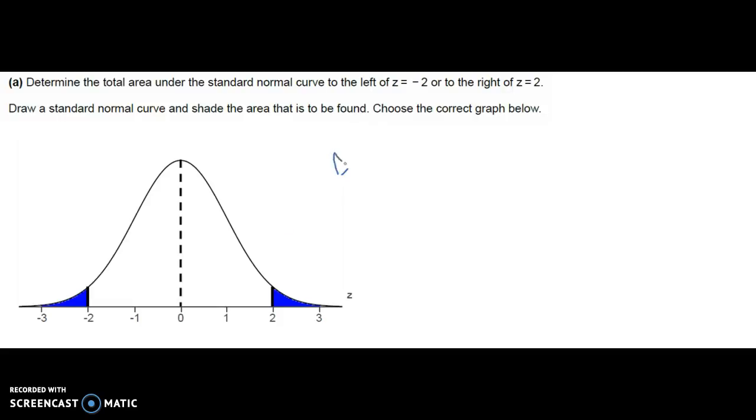And then you want to do normal CDF. You're going to do two of them. So we'll run normal CDF once, get the answer, run it again, get a second answer, and add them together. So to the left of z equals -2 is this lower tail.